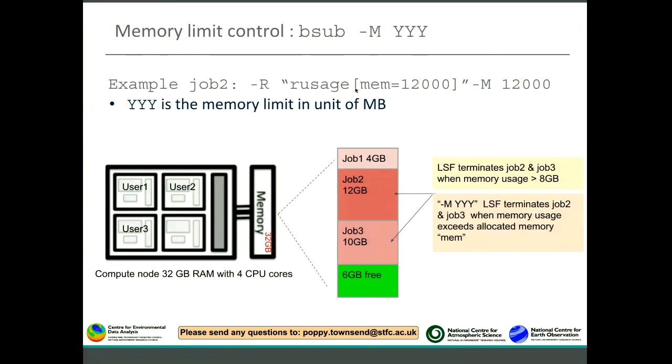So for example, this job here used 12 gigabytes of memory, and I have to put the limit at 12 gigabytes. If I don't put the limit at 12 gigabytes, the LSF will terminate these jobs, even if they have an allocation of 12 gigabytes. So you need to specify the memory control limit as equal to the same value of the usage.